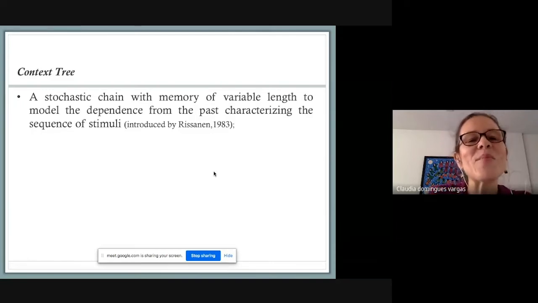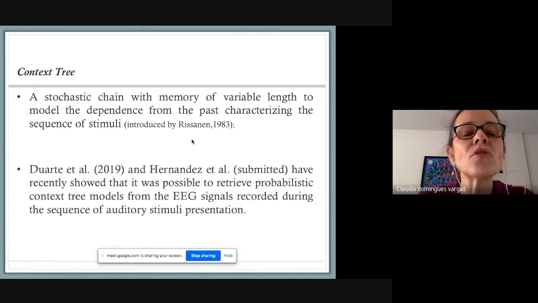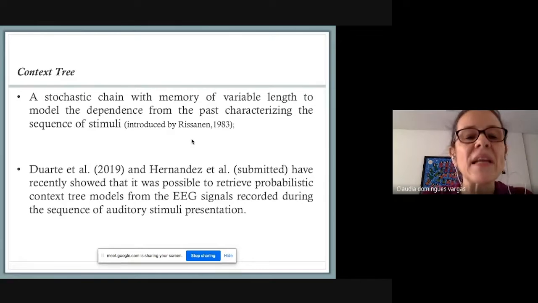What is a context-free model? A context-free model is a stochastic chain with memory of variable length to model the dependence from the past characterizing the sequence of stimuli. This was introduced by Rissanen in 1983. We have employed this approach, which is presented and discussed in Duarte et al. in 2019 and in a recently submitted paper with Hernandez et al., where we have shown that it's possible to retrieve probabilistic context-free models from the EEG signals recorded during the sequence of auditory stimuli presentation.